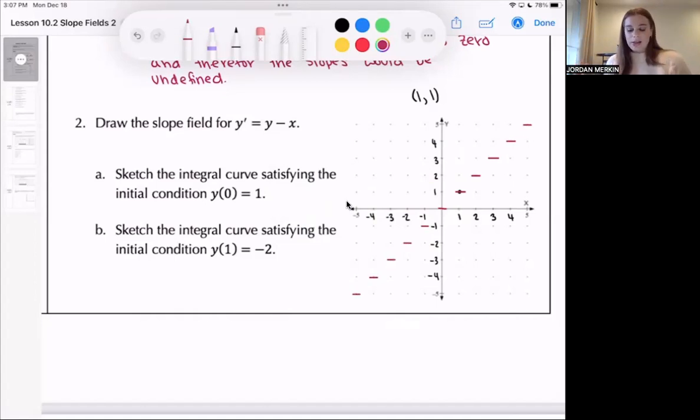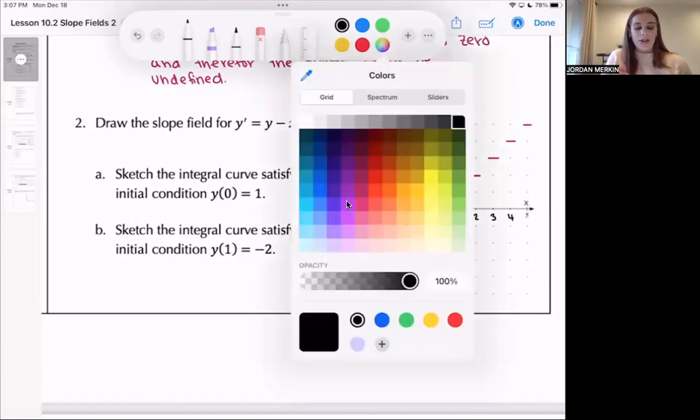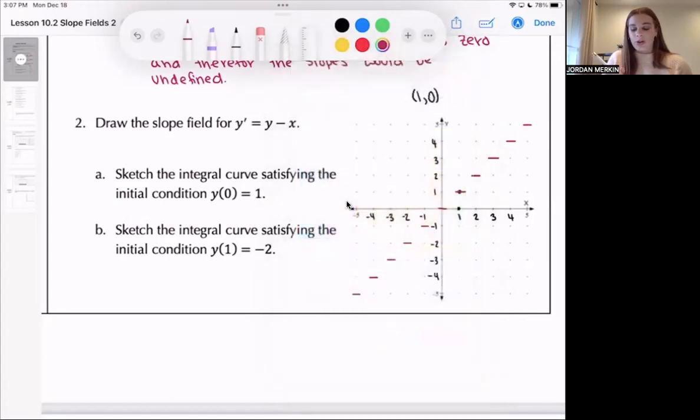Okay, so now we're going to do the same thing, but we can pick another point. So like, what about 1, 0? That's right here. So we're plugging in 1 for x and 0 for y. So you get 0 minus 1. You get a slope of -1. So you can kind of think about the fact that it would look something like this, right? It's a negative slope.